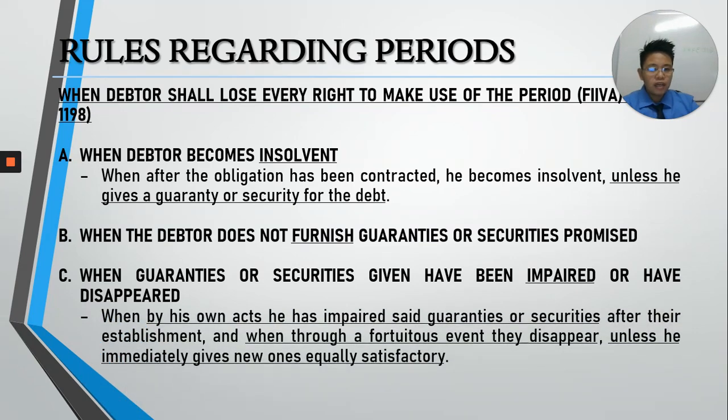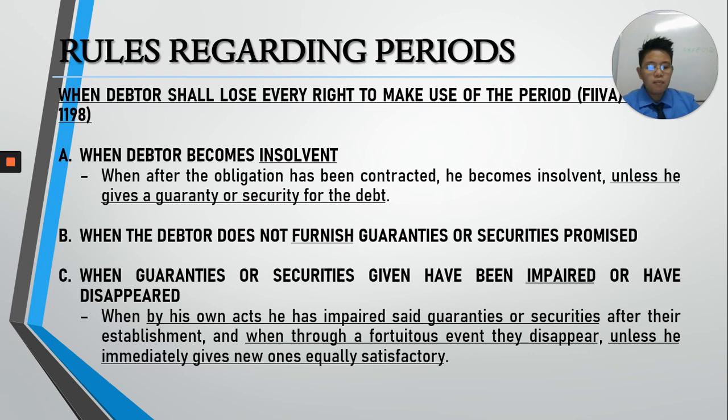So, remember class, pagka yung debtor impairs yung guarantees or securities, or through a fortuitous event, yung mga guarantees or securities disappear, the debtor will lose the right to a period. So meaning the obligation becomes immediately due and demandable. Again, the exception is if he immediately gives new guarantees or securities which are equally satisfactory.